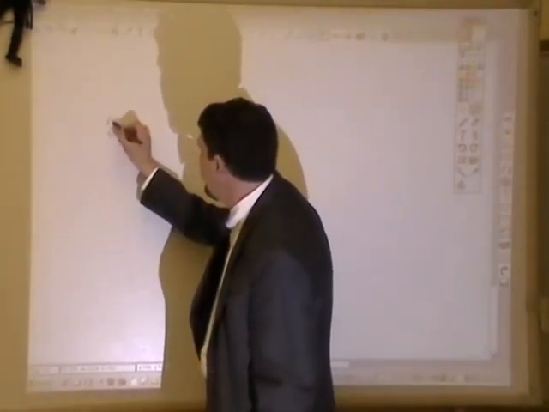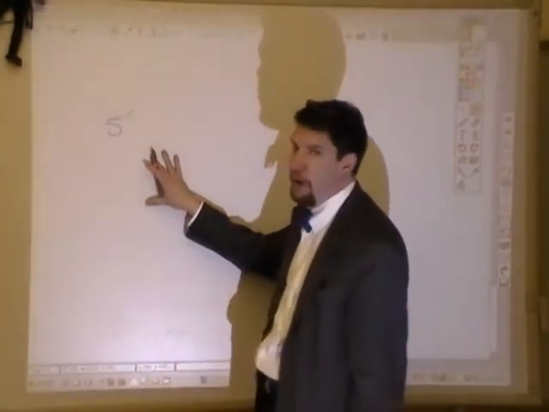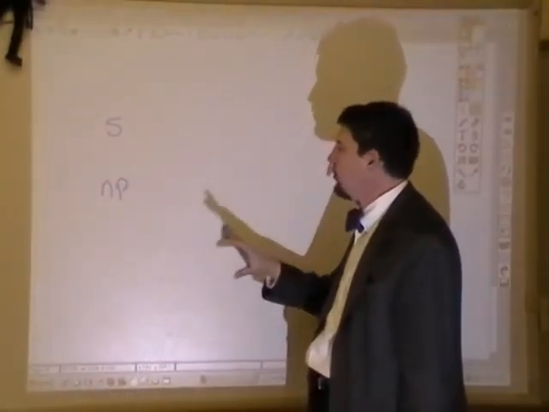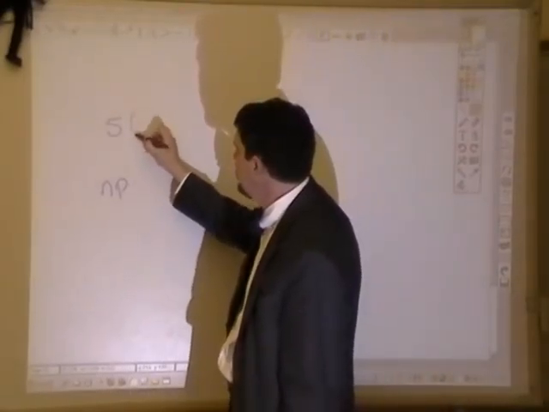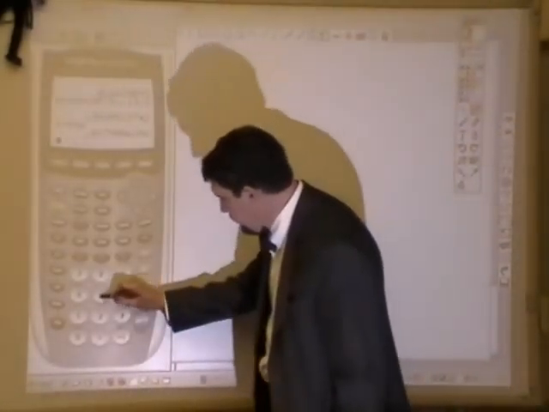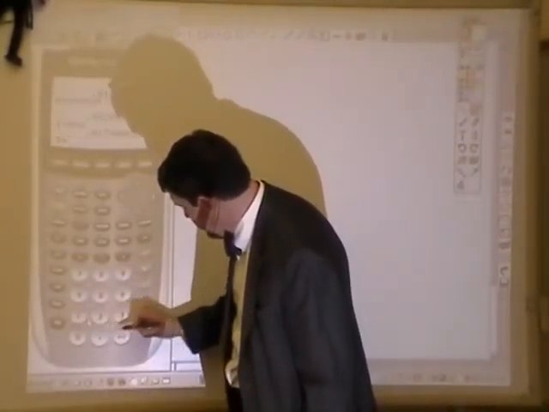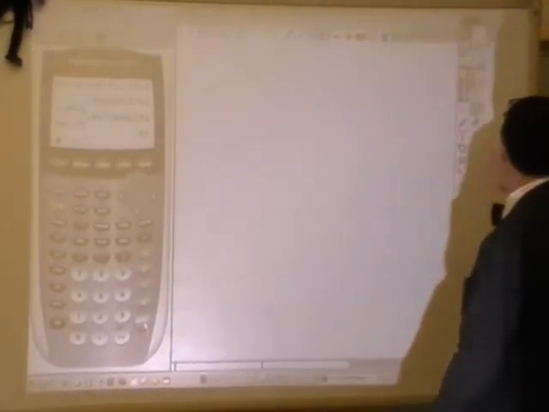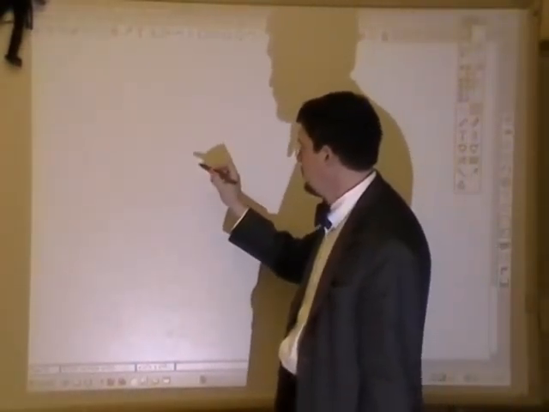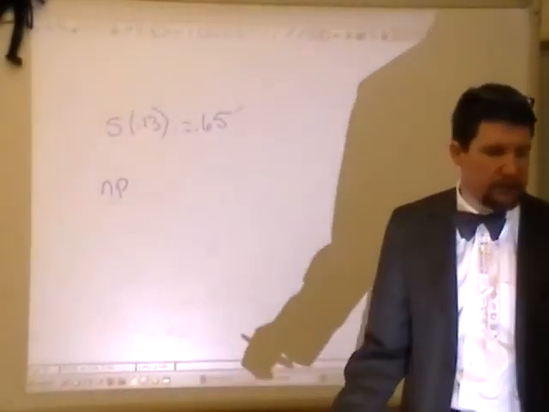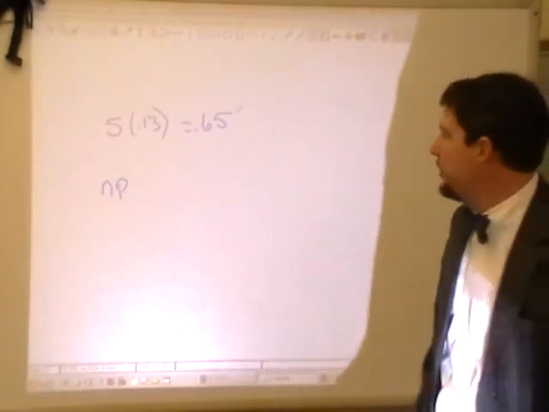So if I've got 5, and I expect to have a probability of 0.13, expected value is n times p for a binomial distribution. N times p, 5 times 0.13. And I expect to have 0.65 lefties. 0.65 lefties. What is a standard deviation?